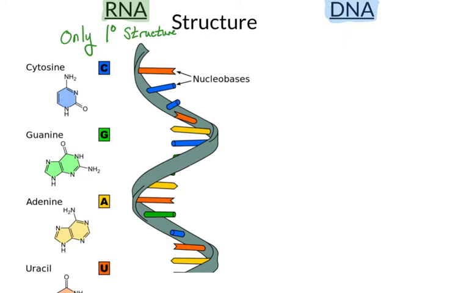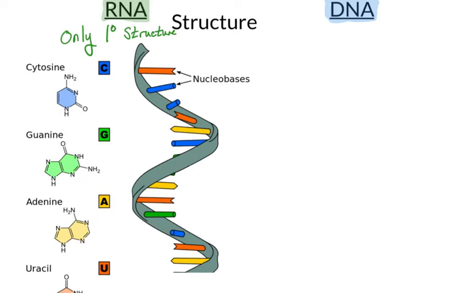Next, we can look at the basic structures. We see that RNA has only a primary structure. Now, primary structure is the order of those nucleotides that they're held in. So here what we see is that the sugar and phosphate are joining together to make this long strand, and those nitrogenous bases or nucleobases are sticking out. And again, the primary structure is the order that those nucleobases are found in.